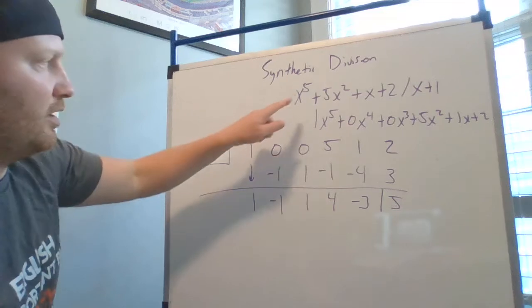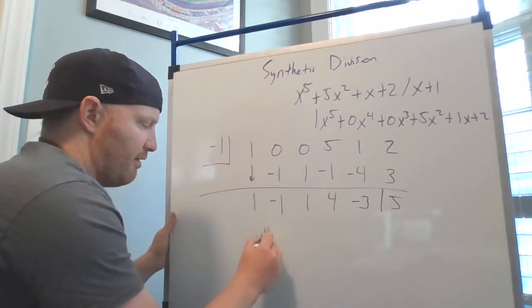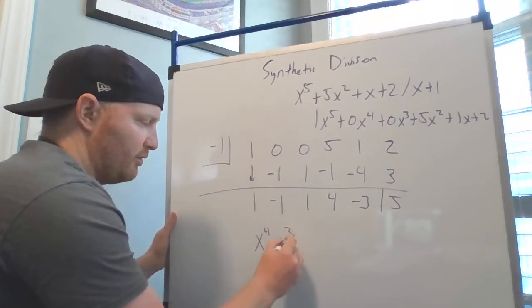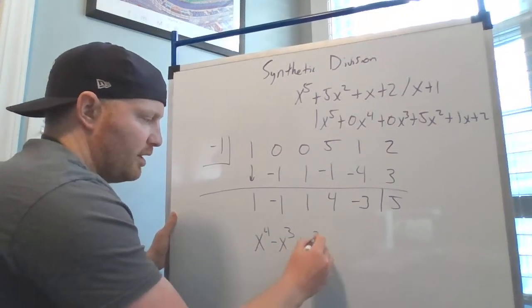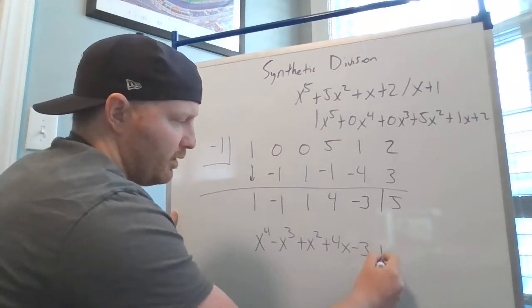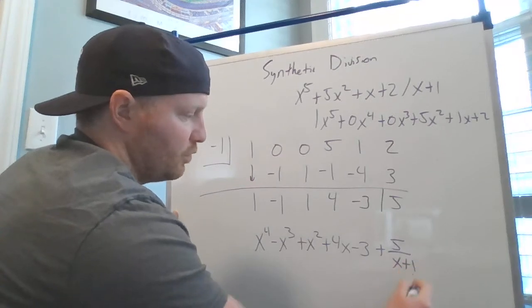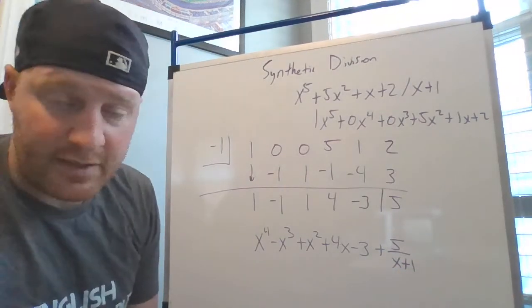So because this started off as power 5, this is now power 4. So this is x to the power 4 minus x to the power 3 plus x squared plus 4x minus 3 plus 5 over x plus 1. This is what we're doing today.